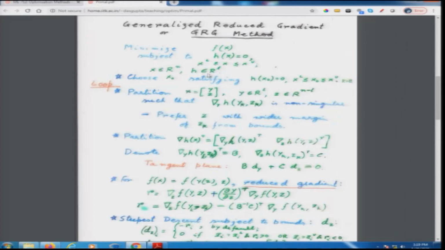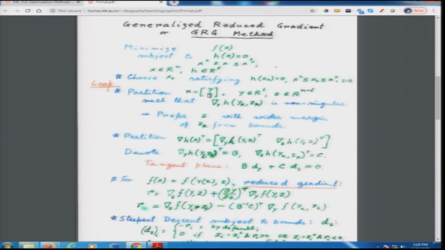If there are many such choices which satisfy this requirement, then you choose a set of 3 as y, such that the other 7 which remain in z have good margins from their lower bound as well as upper bound, that is, they are well in the interior. Why so? Because if you are going to solve the y variables in terms of the z variables by the use of this, then where will you conduct your search? Where will you conduct your iterations? You will conduct your iterations among the remaining 7 variables z.